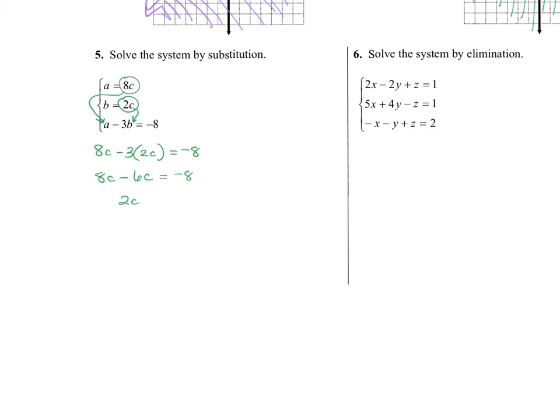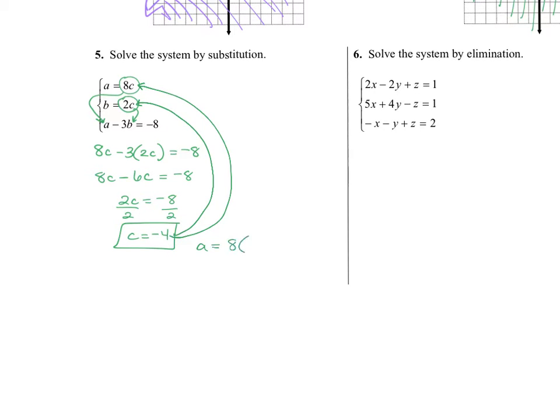So I get 2C equals -8. Divide by 2, and C is -4. Okay, so there's our C value, which makes A and B really easy to find because we can plug that in right here, and we can plug that in right here. So A equals 8 times -4, which means A is going to be -32.